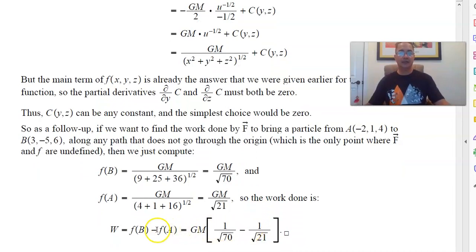So the work done is just the difference. We have f of b minus f of a. We can factor out the constants GM, and we get this as our final answer. And is that positive or negative? You'll get square root of 21 here, minus square root of 70. Square root of 70 is bigger. It's a negative work.